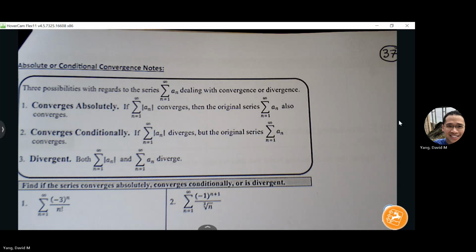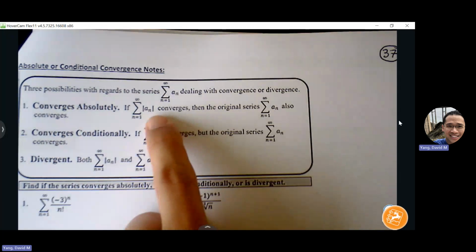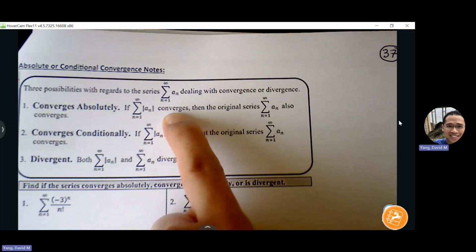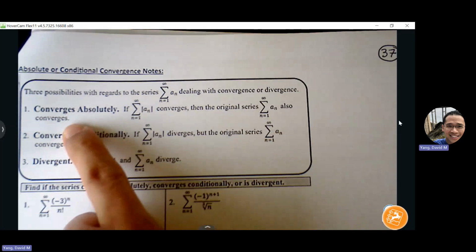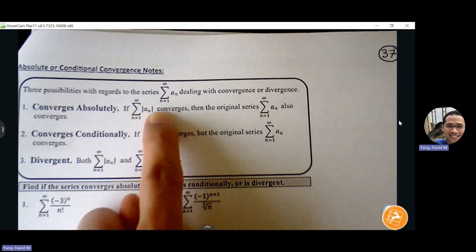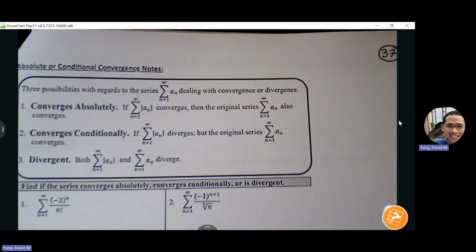So we have absolute versus conditional convergence. There are 3 possibilities with regards to the series dealing with convergence or divergence. Now that we have alternating series in the mix, the idea of converging absolutely is if the absolute value of my rule of sequence converges, then the original series also converges. What that means is that if I can prove that without the alternator my series can converge without its help, then we say that the series converges absolutely.